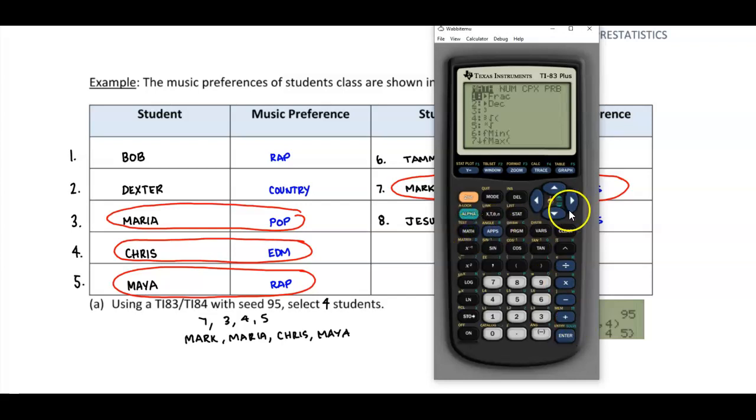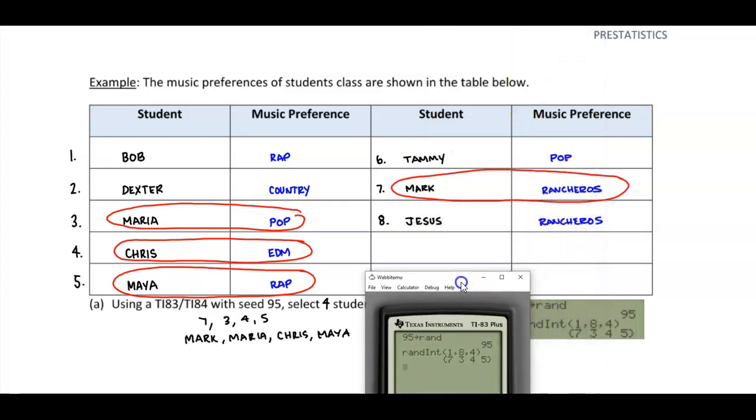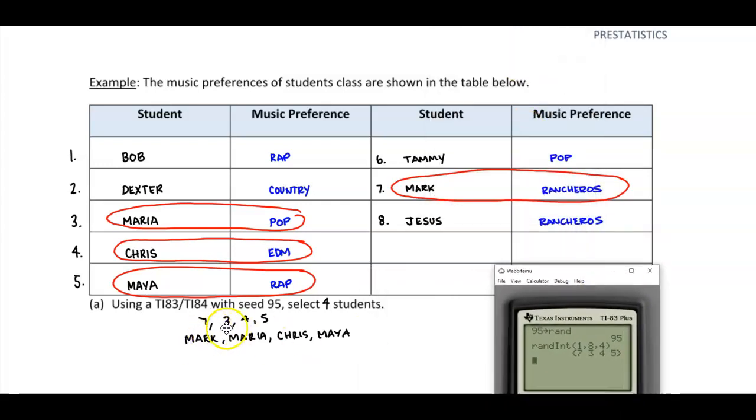And we're going to go back to math, go to probability and then scroll all the way down to number 5. There's 8 students, so it's going to be 1 to 8, and we want to select 4 students. So if we select 4 students, we have 7, 3, 4, and 5, and none of them are repeating, so we don't need to hit enter again. So what that means is we have 7, 3, 4, and 5. Well, number 7 is Mark, number 3 is Maria, number 4 is Chris, and number 5 is Maya.